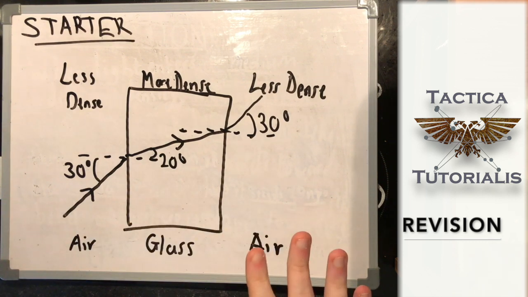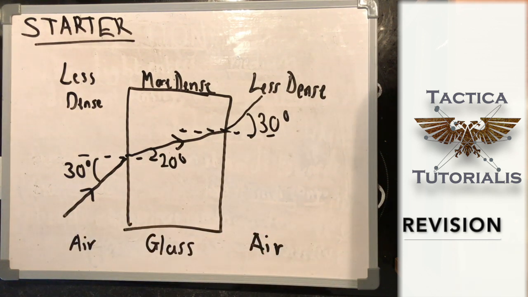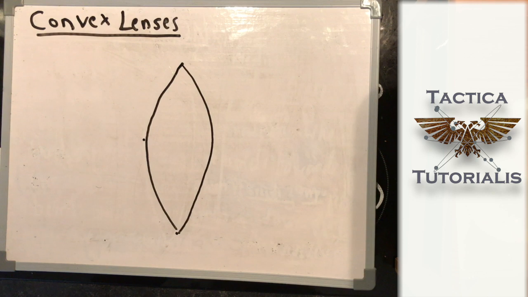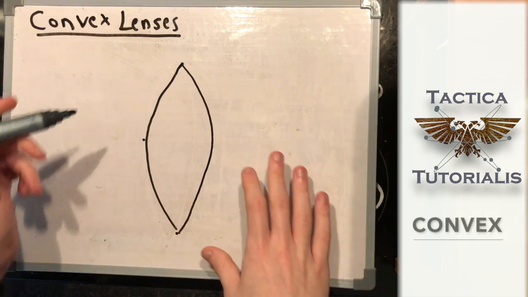So that's refraction. Now we're going to move on and talk about one of the two types of lenses. I think we're going to start with convex lens, and then we'll go from there. Okay, so now we're actually on to lenses, and we're going to start with convex lenses.